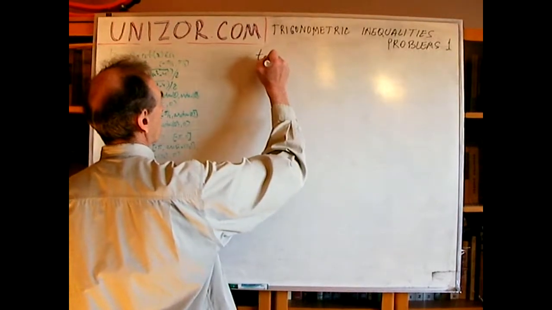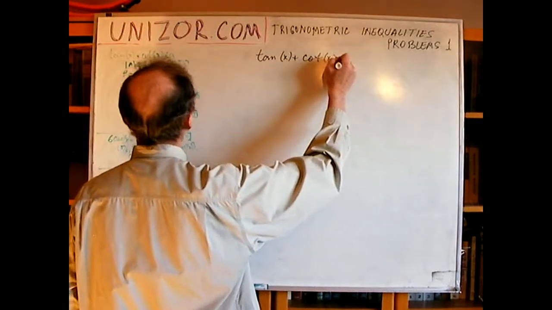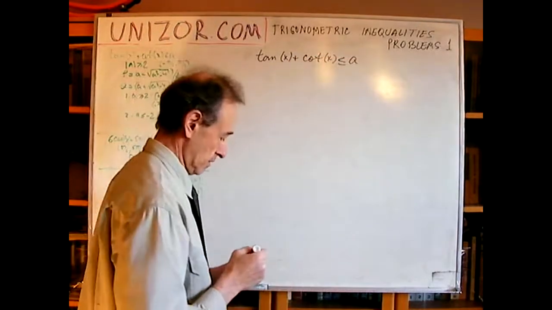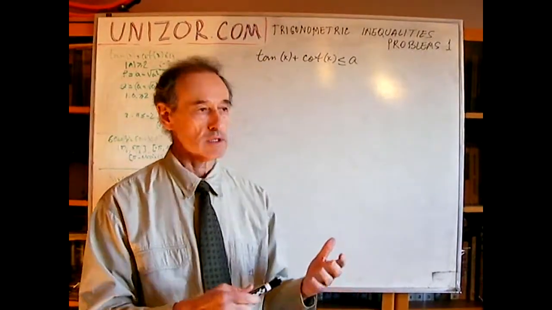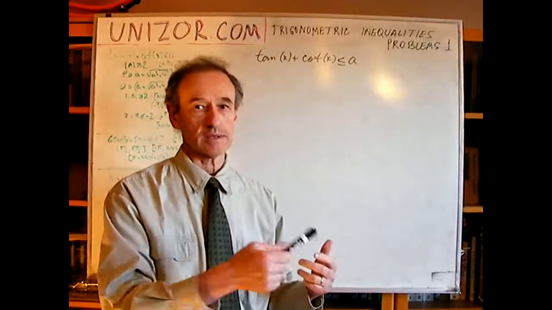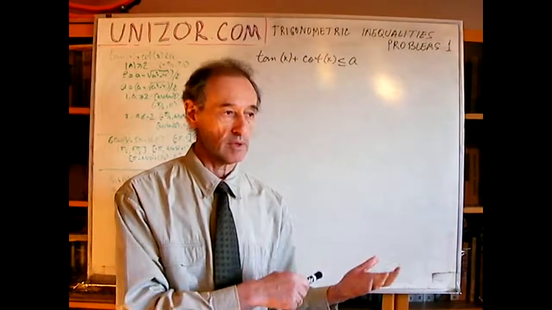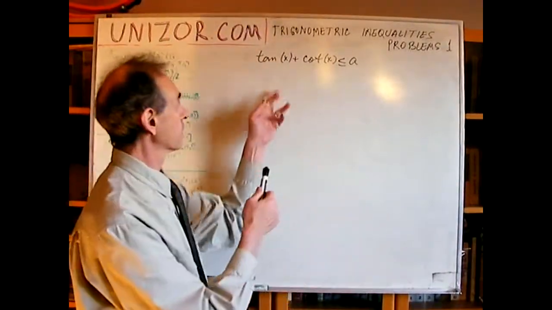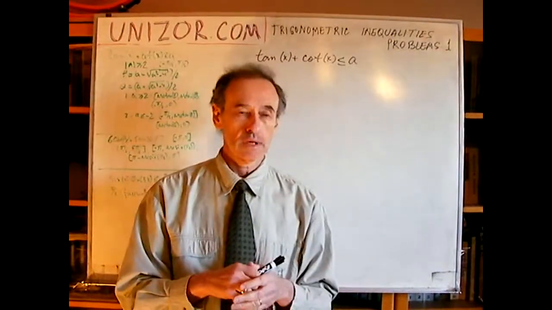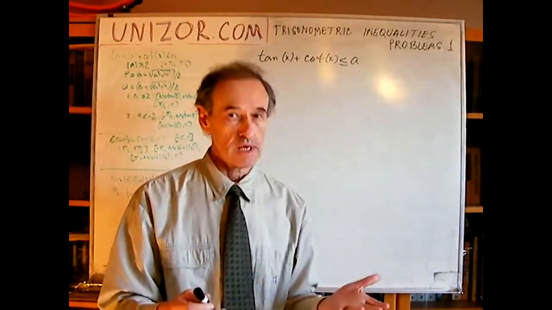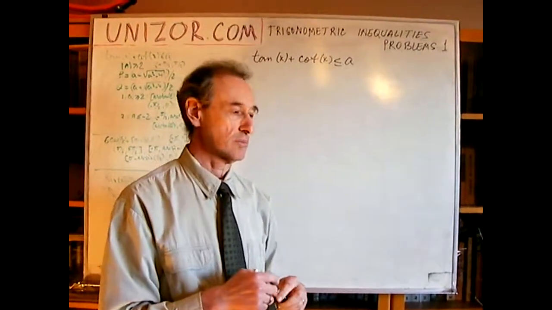Okay, problem number 1. Tangent of x plus cotangent of x less than or equal to a. Alright, so the first complication which strikes our eye is that it's not just a simple tangent less than something. It's a sum of 2 different trigonometric functions. Each part we can actually solve. Tangent is less than something, and cotangent is less than something. That's okay. How about their sum? And what kind of function is the sum of tangent and cotangent?